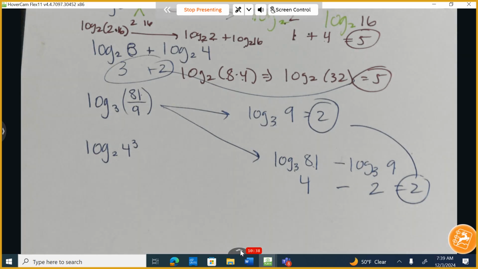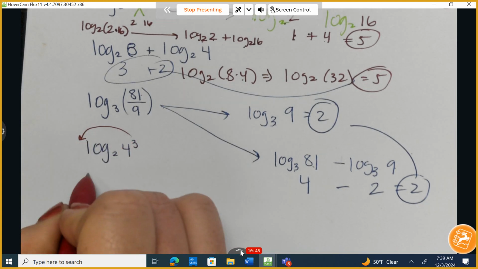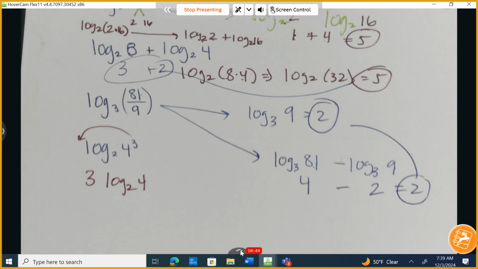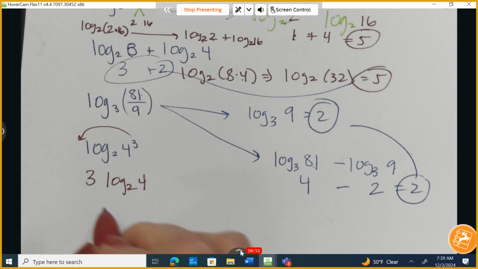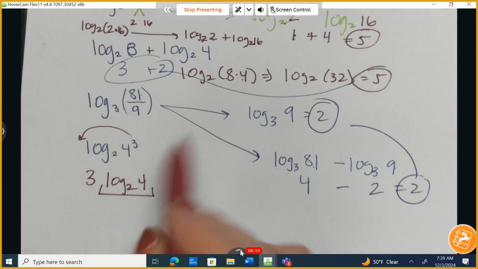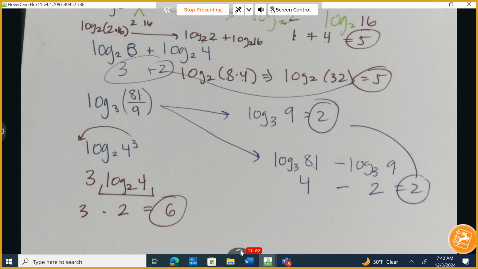Our last example is like the third property. I'm going to take whatever the exponent is and I'm going to throw it in front. So it's 3 times log base 2 of 4. That exponent goes in front. And now I'm going to focus on this portion, knowing that after I evaluate this, I'm going to take it times 3. 2 to what value is 4? The answer is 2, and 3 times 2 is 6.